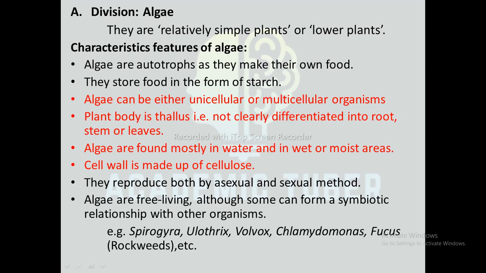The cell wall is made up of cellulose. They reproduce by both asexual and sexual methods. Algae are free living, although some of them can form a symbiotic relationship with other organisms. Examples of algae are Spirogyra, Ulothrix, Volvox, Chlamydomonas, Fucus, etc.